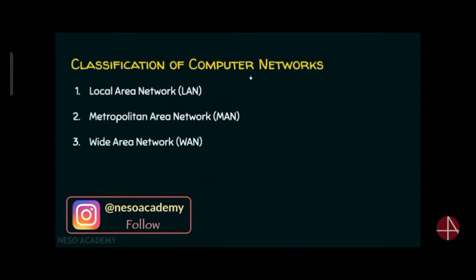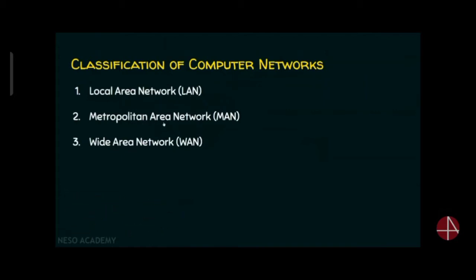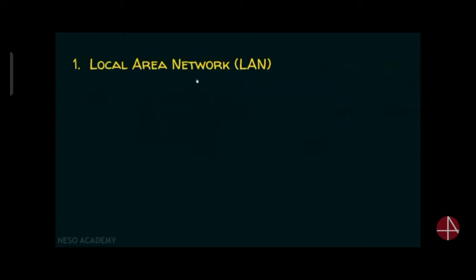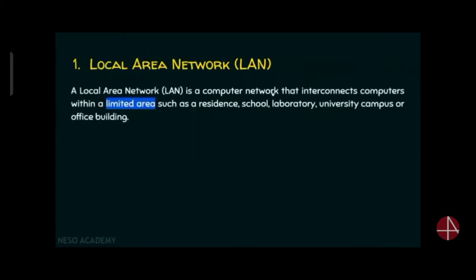Computer networks are classified into local area network or simply LAN, metropolitan area network or simply MAN, wide area network or simply WAN. We will see local area. A local area network is a computer network that interconnects computers within a limited area. Say a small network that is there in our residence or our school, lab, university campus or office is said to be a local area network.